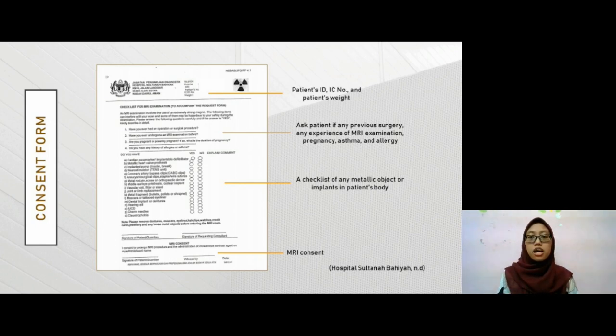And then ask the patient about any previous surgery, any experience of MRI examination, pregnancy, asthma, and allergy. A checklist of any metallic object or implants in the patient's body is here. And the bottom one is the MRI consent that will be signed by the patient or their guardian.